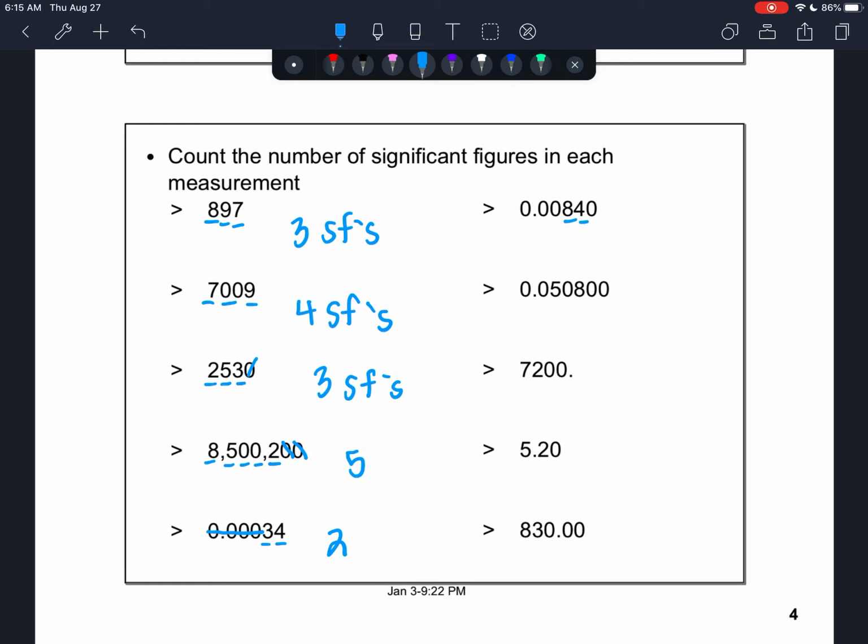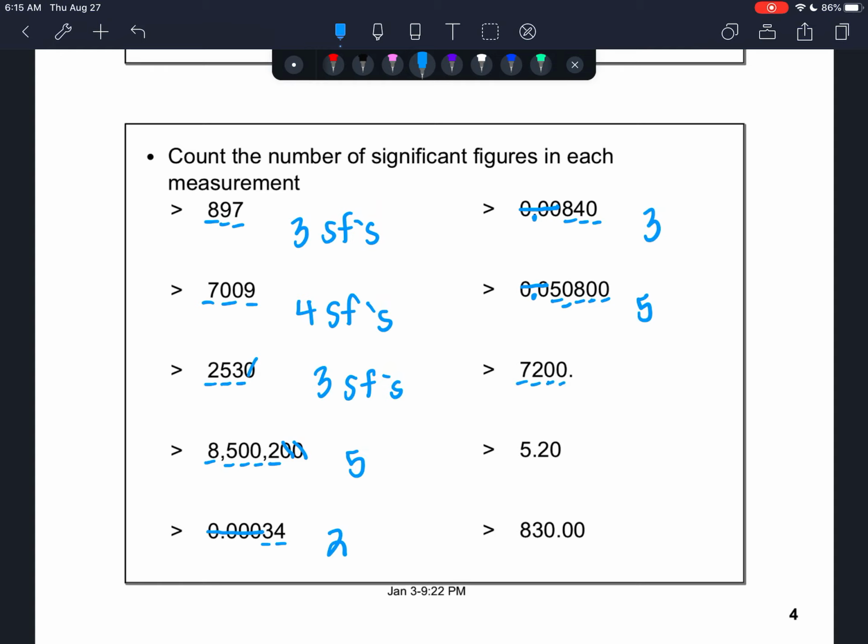The next one, 8 and 4 count. My leading zeros never count, and my ending zero only counts if there's a decimal. And technically, yeah, there's a decimal, so it counts. 3 significant figures. My next one, I know 5 and 8 count. I know a middle zero counts. Leading zeros never count, and ending zeros only count if there's a decimal, which there is. So this has 5 significant figures.